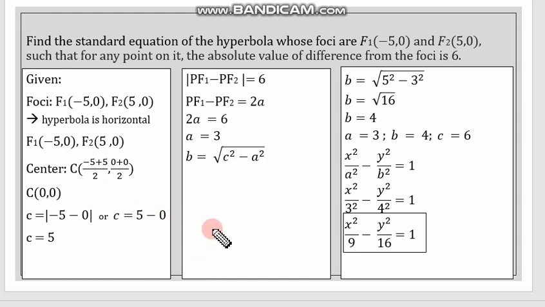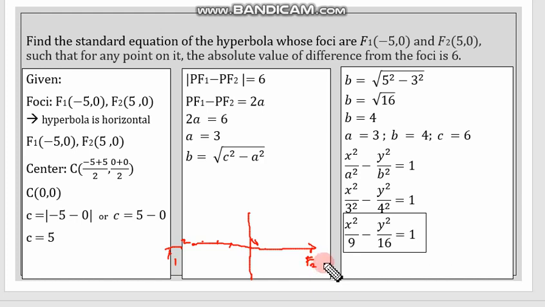So this is the origin, (0, 0). Let's plot this one. So this is here, somewhere here, (-5, 0) is focus 1, while focus 2 is somewhere here at (5, 0).